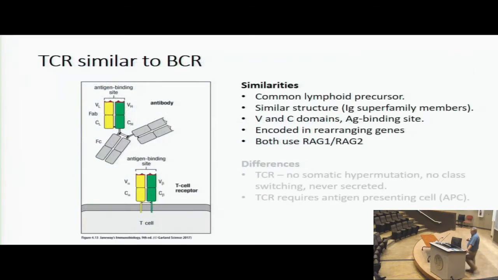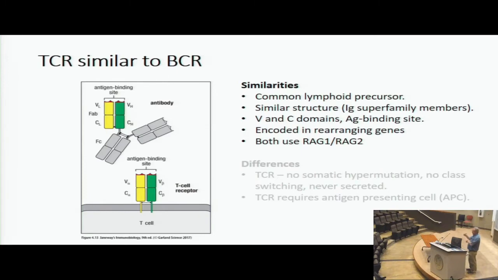As you'll have seen, the T cell receptor is actually quite similar to the B cell receptor. There's a B cell receptor, actually this is the secreted version. And as I mentioned earlier, the T cell receptor looks very similar in size to the Fab fragment of an antibody. In fact, if I showed you the crystal structure of the two, you wouldn't be able to tell the difference. The reason they're similar is because they come from a common lymphoid precursor, and they're part of the Ig superfamily. There are lots of proteins that belong to the Ig superfamily, not just antigen receptors.